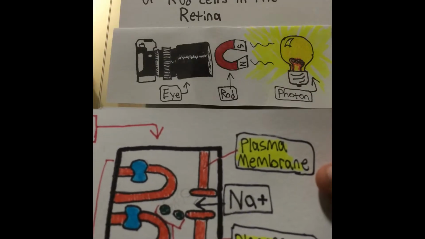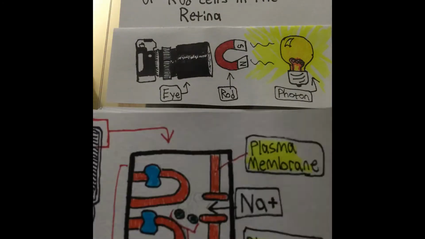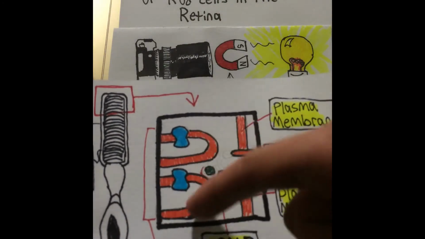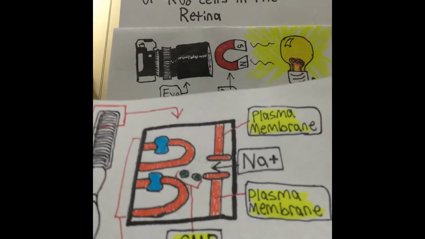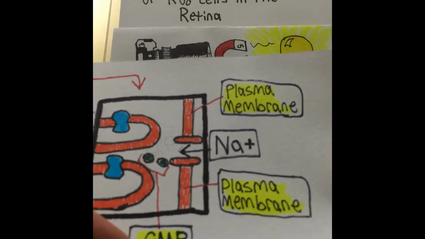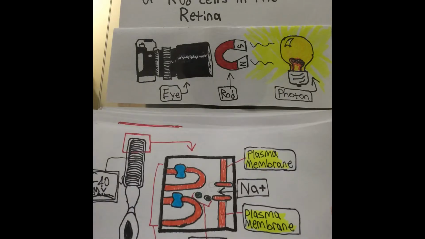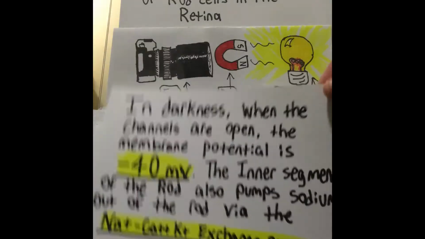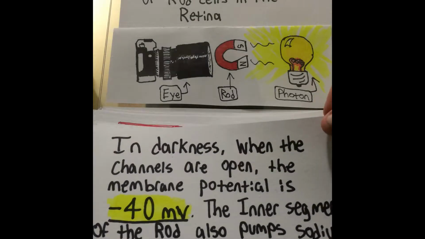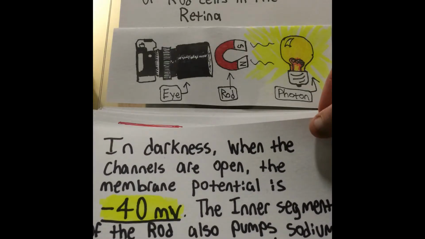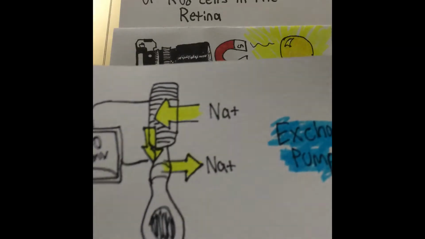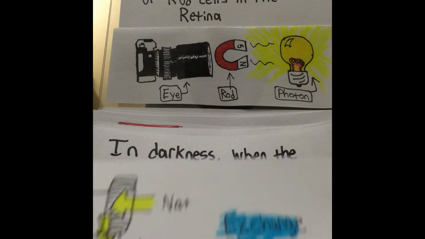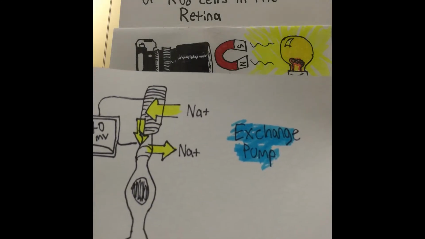So here we have a close-up of our resting state. We have our discs here and our plasma membrane with our channel that is kept open by cGMP. In darkness, when the channels are open, the membrane potential is -40 millivolts. The inner segment of the rod cell also pumps sodium out of the rod via the exchange pump. As pictured here, we have our sodium going into the rod and exiting it.